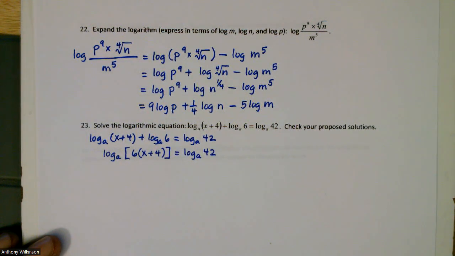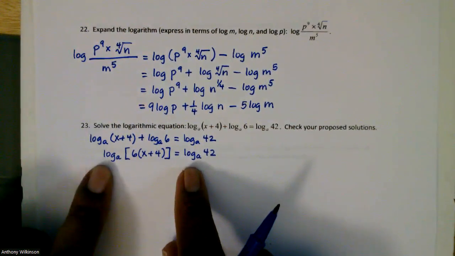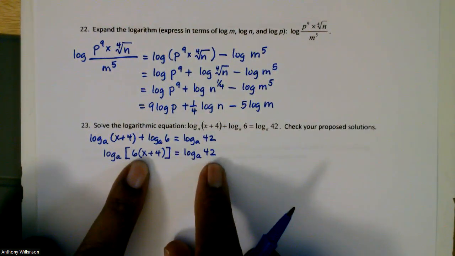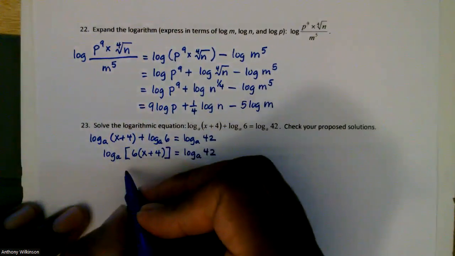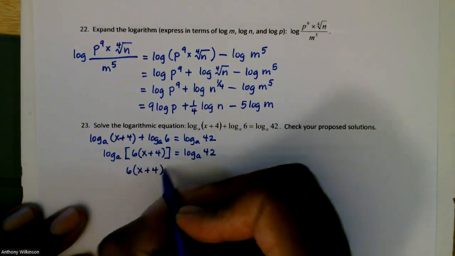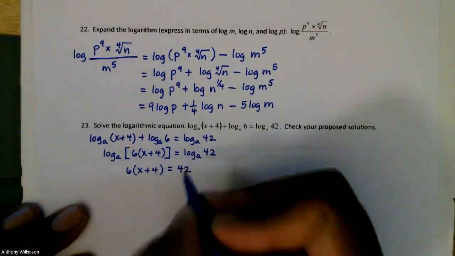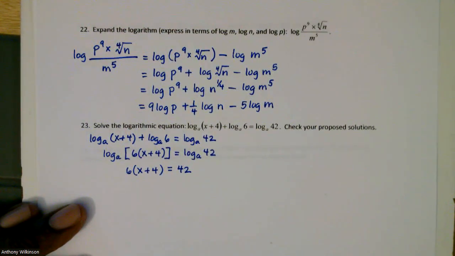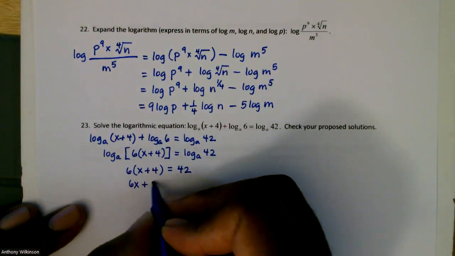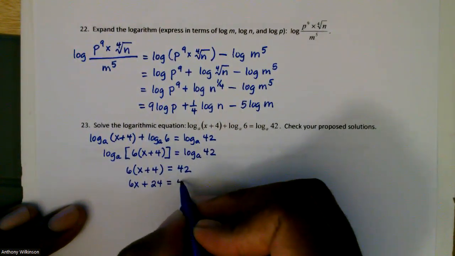Now here I'm going to apply the one-to-one property because I have log to the base a on both sides. That means I can set this expression to be equal to that constant. So here I'm going to set 6 times the quantity x plus 4 to be equal to 42. We call that the one-to-one property for logarithms. Now we're going to distribute that 6 over the x plus 4 to get 6x plus 24. That's equal to 42.